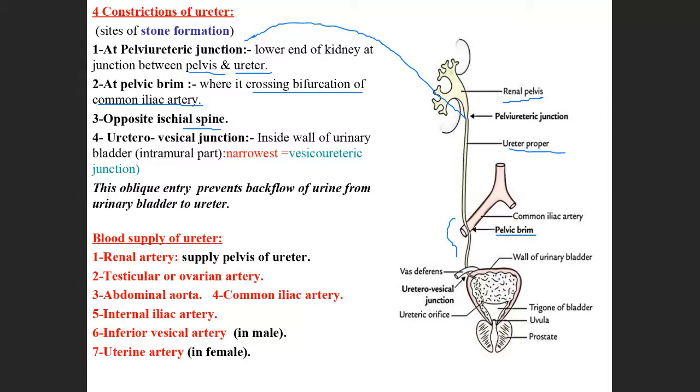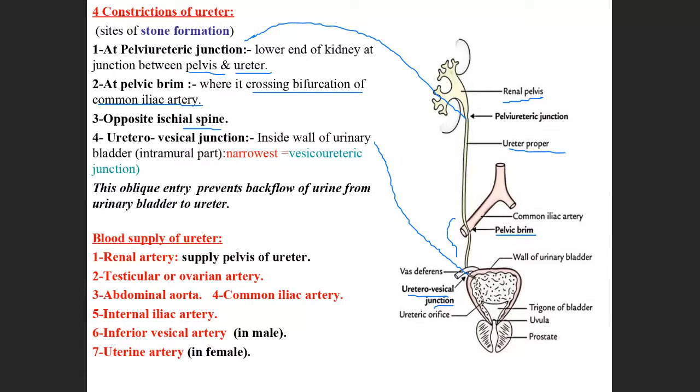Next, the fourth constriction is where the ureter enters into the urinary bladder. This is the urinary bladder, the ureterovesical junction. So these are the four constrictions present in the ureter. These constrictions prevent the blockage.